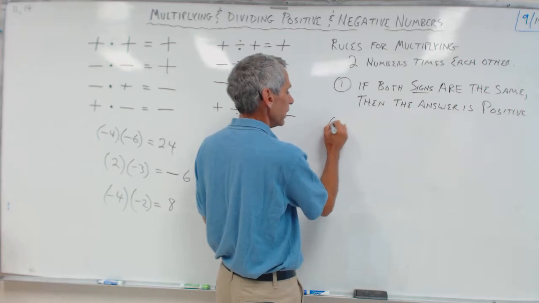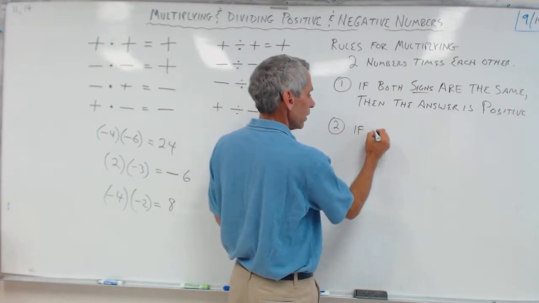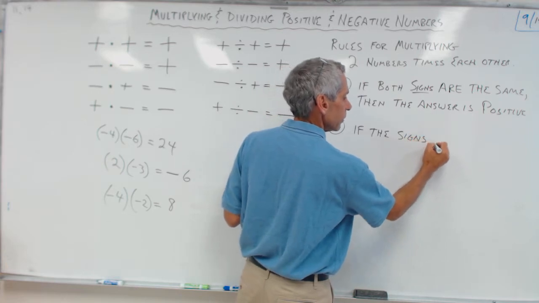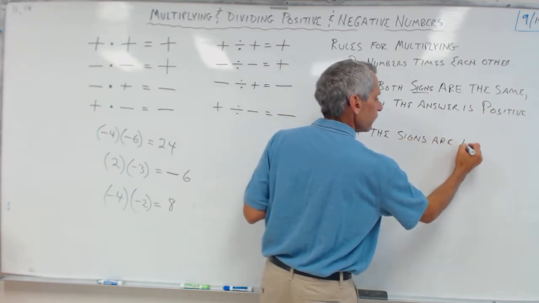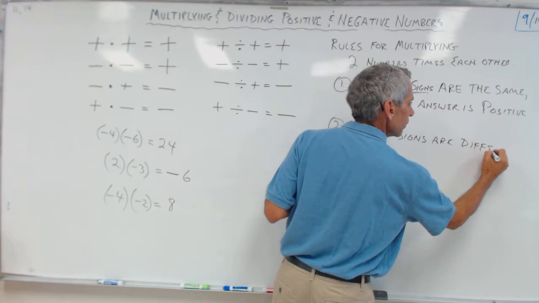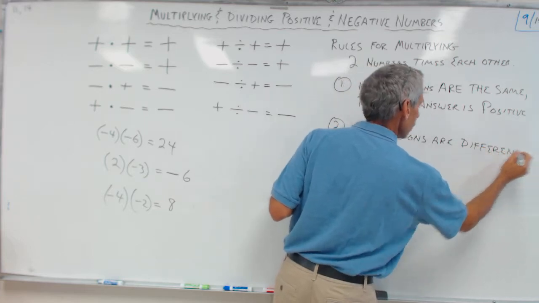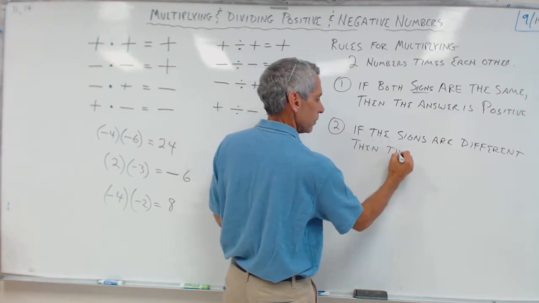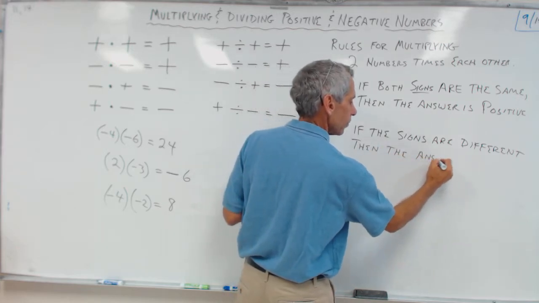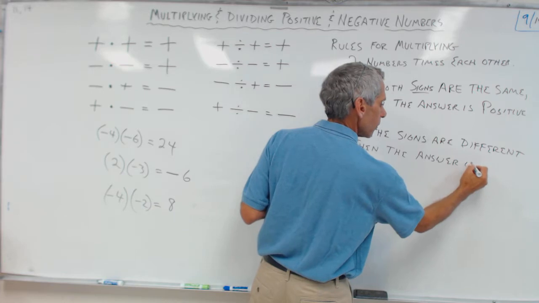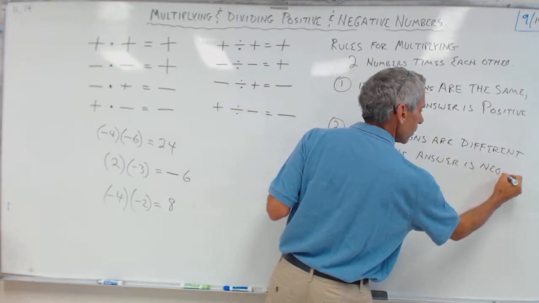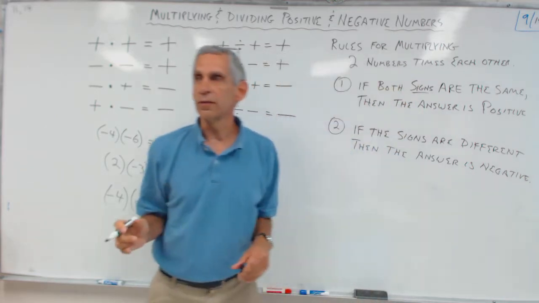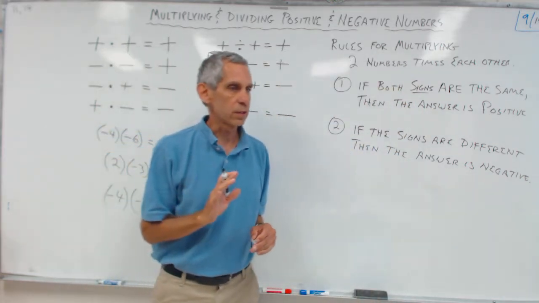Now, the other one is if the signs are different, then the answer is negative. So that's the first two rules so far. Do you guys understand this? Is it pretty clear? Awesome.